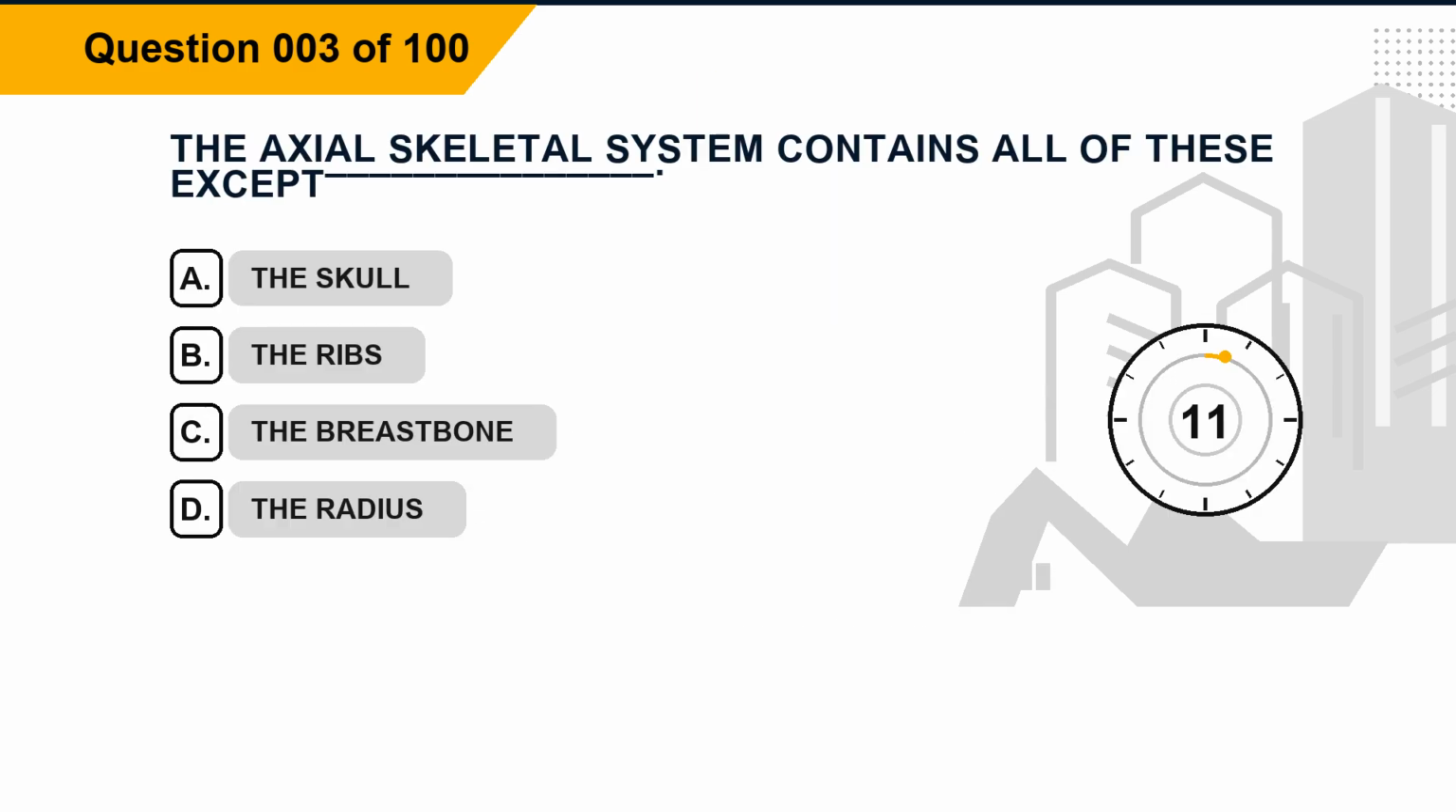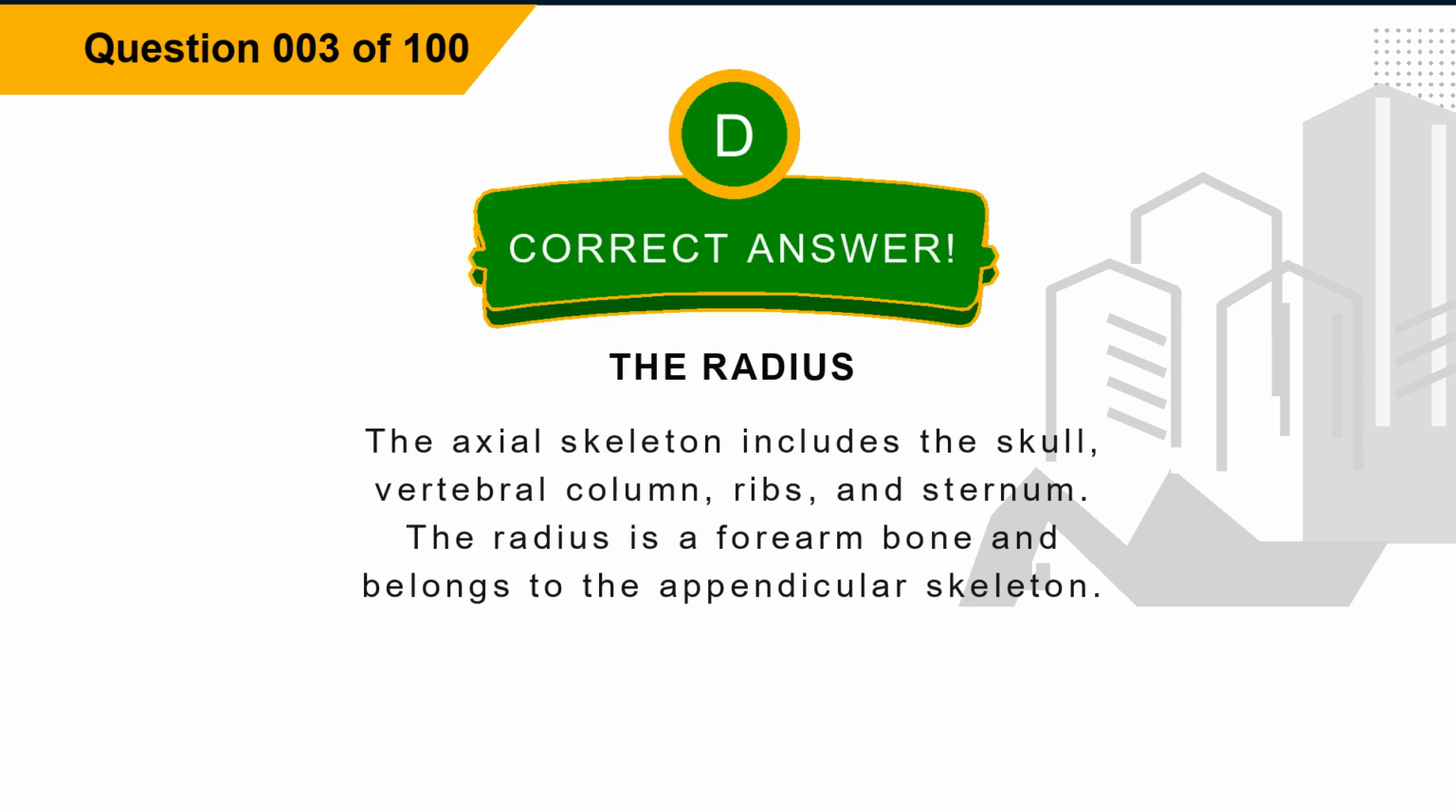Question 3. The axial skeletal system contains all of these except blank. Option A, the skull. Option B, the ribs. Option C, the breastbone. Option D, the radius. The correct answer is option D, the radius. Explanation. The axial skeleton includes the skull, vertebral column, ribs, and sternum. The radius is a forearm bone and belongs to the appendicular skeleton.